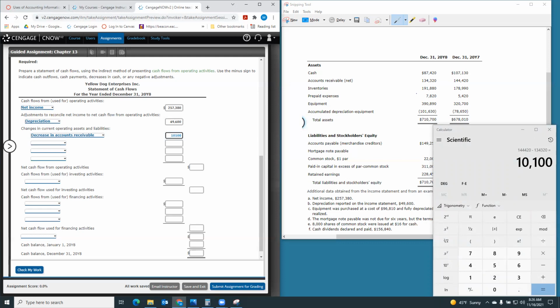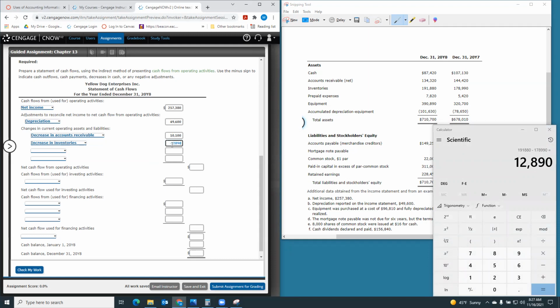The second one is my inventories. You can see I have an increase in my inventories. Again, I'll subtract the smaller one from the larger one. So 191,880 minus 178,990. And that will tell me the amount of the difference between the two. So my inventories increased by 12,890. Again, if I apply the rule, an increase to an asset is going to be a decrease to cash.